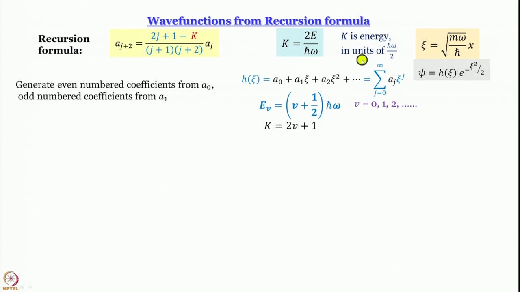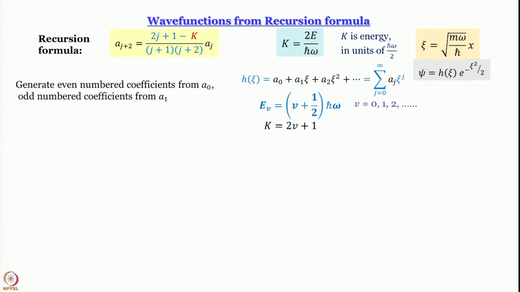E equal to h cross omega k divided by 2, right. So, just multiply this by h cross omega k divided by 2, this is what you will get. Okay. So, k turns out to be 2v plus 1. Okay. I will just give you a minute to absorb that. Instead of E, let us put v plus half multiplied by h cross omega in the expression for k. It easily comes out that k is equal to 2v plus 1.